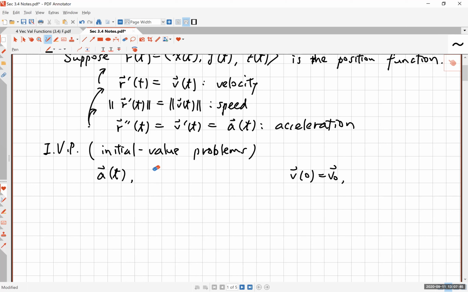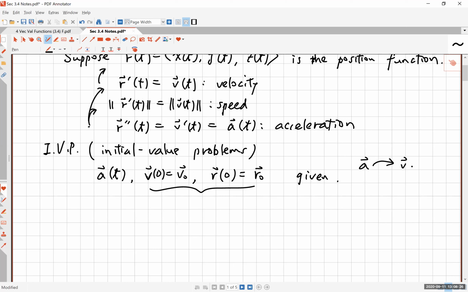So let's see, I should also write here what's given. V of zero, the initial velocity, often written as V naught with the zero as a subscript, is given. Then if you integrate, you get the position function up to a constant. Again, this constant has to be determined if you want to find a unique solution. So these two are the initial conditions, and they are given. The idea is to take the antiderivative, which is integration, to get the velocity and find the constants, and then integrate again to find your position function.